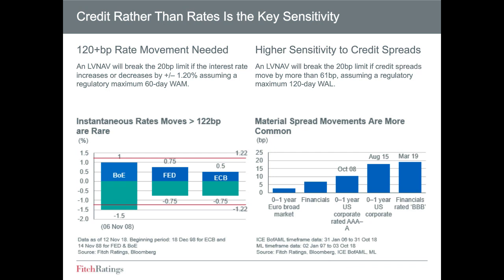Looking back in history, we can only find one instance, in fact, in the last 30 years, in which there was an instantaneous interest rate movement significant enough to force a money market fund to break that collar solely from an interest rate movement. And for that, we have made a couple of assumptions. We assumed that the fund had a weighted average maturity of 60 days, which is the maximum that a fund is allowed under the regulation.